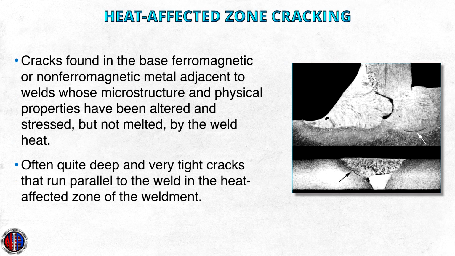Heat-affected zone cracking. Heat-affected zone cracking comprises cracks found in the base ferromagnetic or non-ferromagnetic metal adjacent to welds whose microstructure and physical properties have been altered and stressed, but not melted by the weld heat. This type of cracking is often quite deep and very tight and runs parallel to the weld in the heat-affected zone of the weld itself.